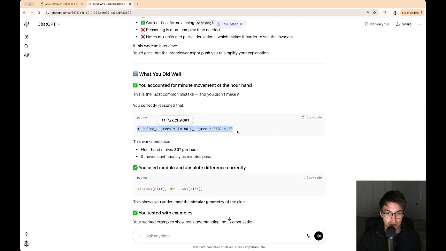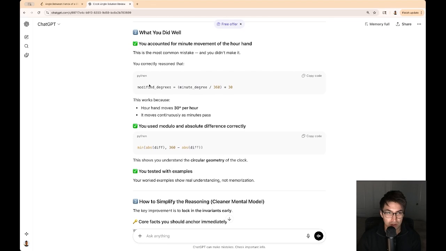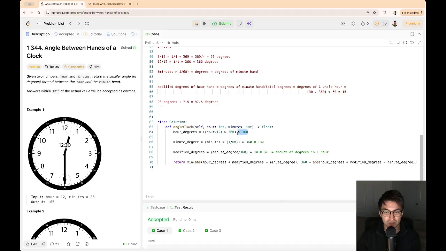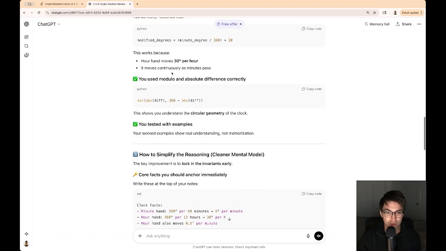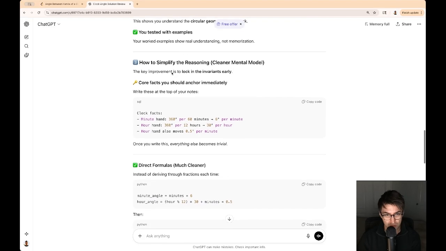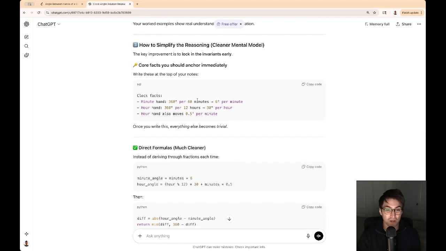The modified degrees, okay. Hour hand moves 30 degrees per hour. Yeah, I was a bit hesitant to use the modulo operator at first, but that did help. Ooh, okay. Yeah, these notes are very, very helpful, and I think in the future, when it comes to my notes and coming up with the patterns that the problem abides by, writing something like this is helpful.